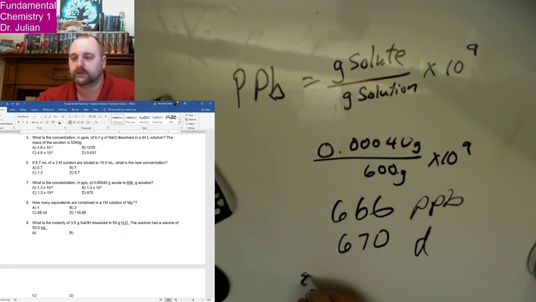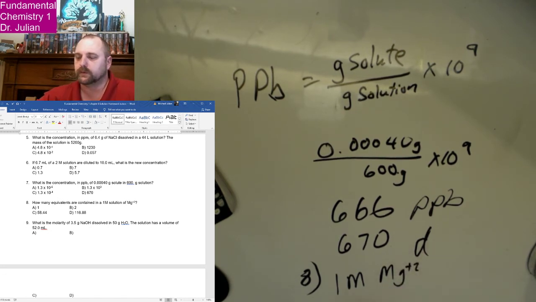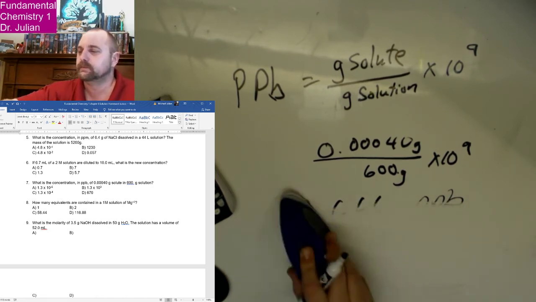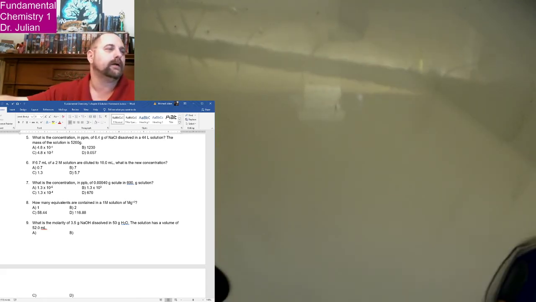All right. Equivalents on 8. Equivalents are in 1 molar magnesium plus 2. So I'm going to take 1 molar times 2, and that'll be 2 equivalents per liter. Nope, and you can't read it. Too bad. Multiplied it by the charge. Molarity times the charge.